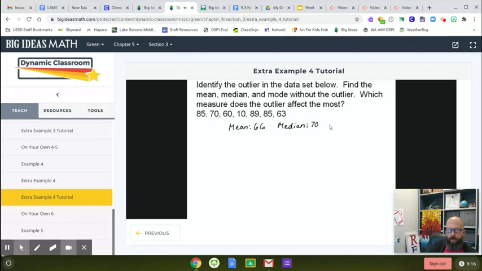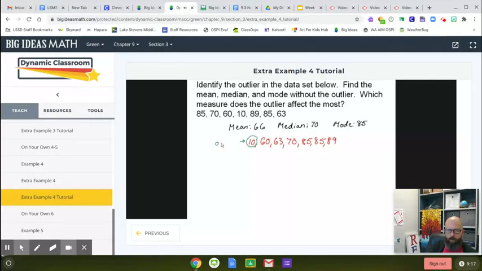Remember, an outlier is a data value that is much greater or much less than the rest of the data values. To find the outlier, order the data values from least to greatest. Now that the data values are ordered from least to greatest, we can see that 10 is much less than the rest of the data values. So, 10 is the outlier. Now we can find the mean, median, and mode without the outlier.